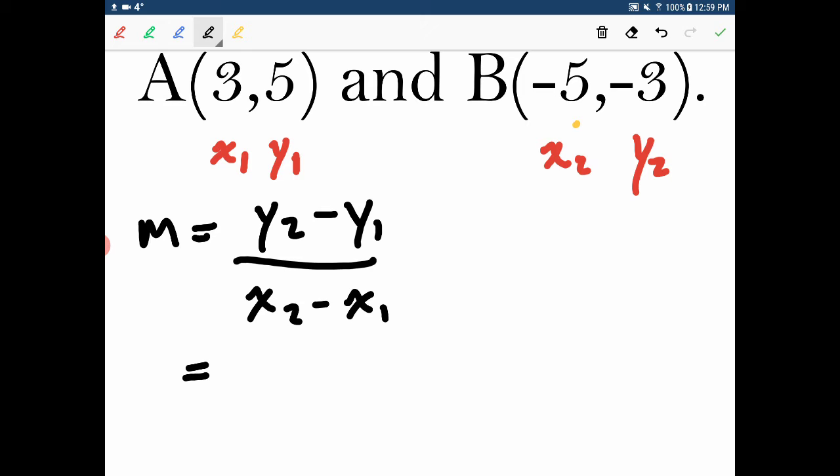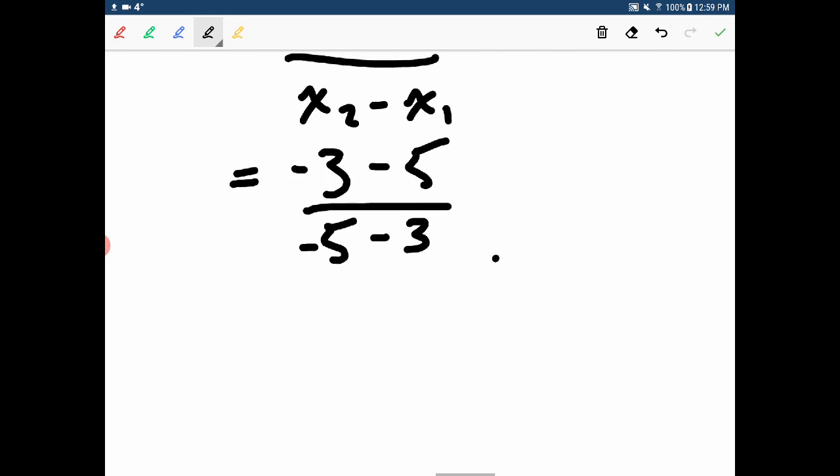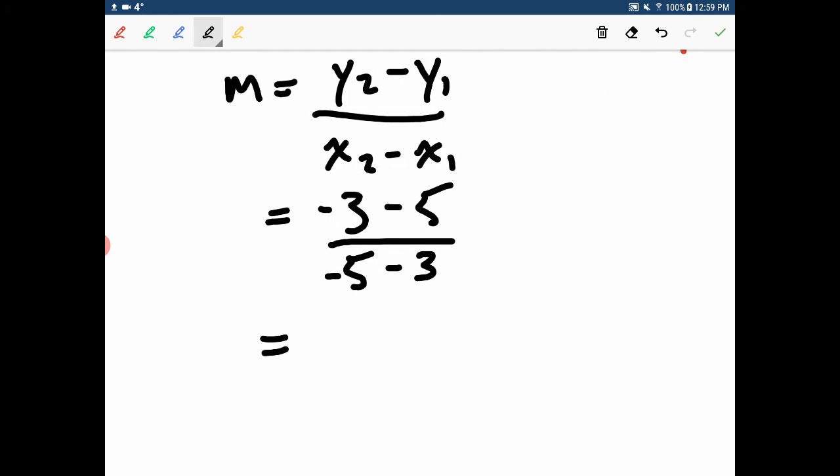Okay, and then because we've labeled our points, we can just look and see exactly what everything is. So I have y2, I look and say, oh, that's the -3. Then I have y1, I look and that was the 5. Over x2 was -5, and x1 was 3.